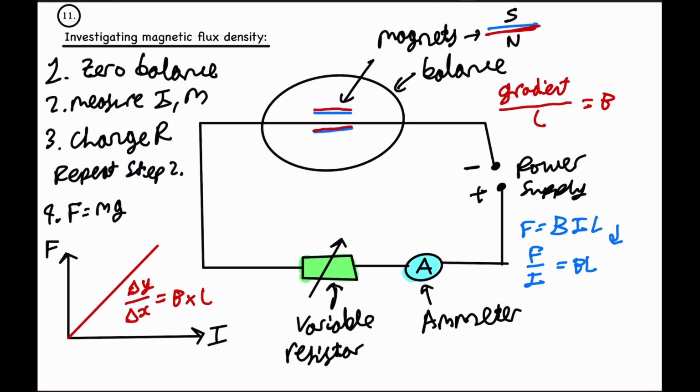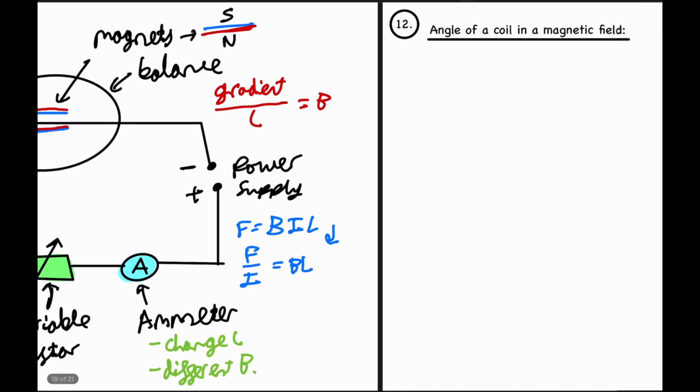And you can repeat this experiment using different forms. You could either change L, so make the length of the wire longer inside and shorter, or you could use different magnets to change B. And that's the end of this practical. Let's go on to the next practical, the last one.